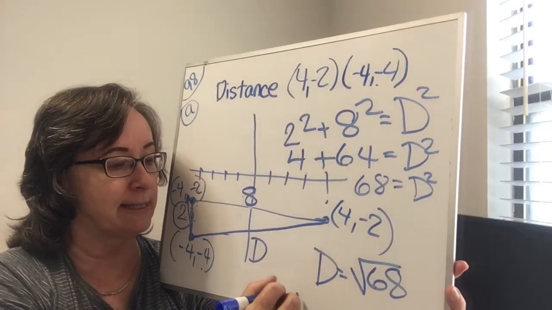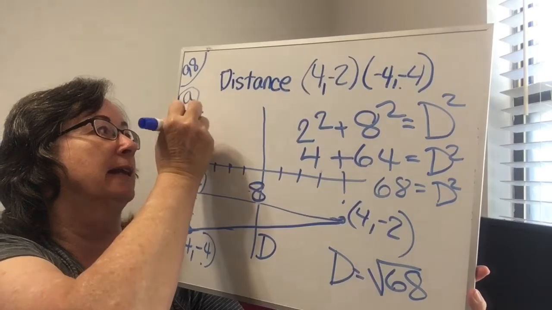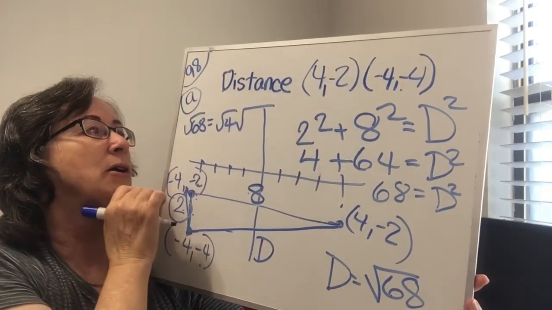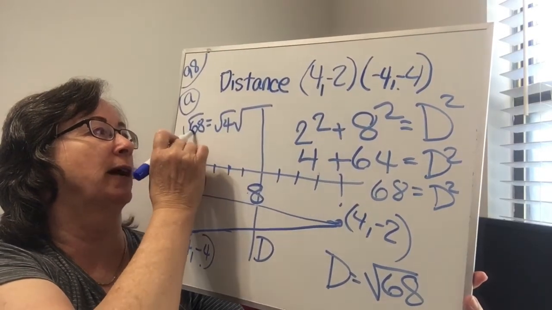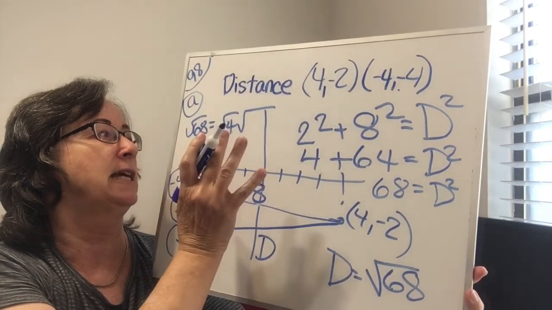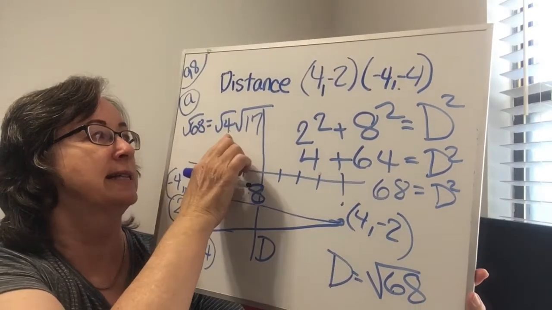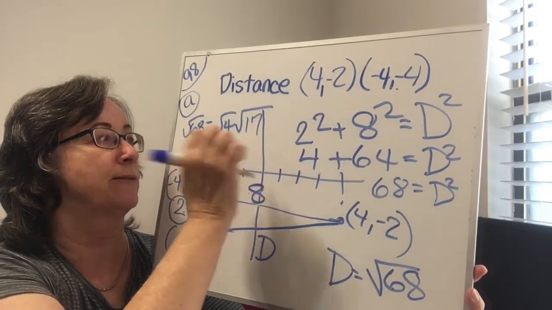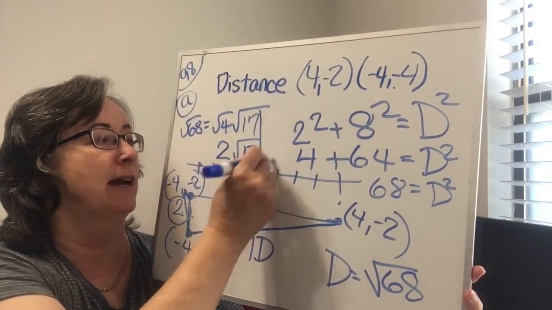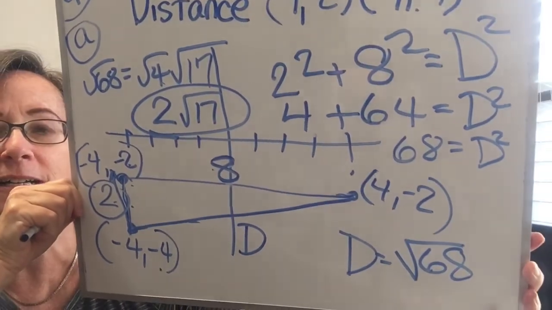So we're going to break this down into, let's do it up here. Square root of 68 is square root of 4 times square root of, so I'm going to divide 68 by 4 is 17. Okay, so since that's the square root of 4 times the square root of 17, that's going to be 2 square root of 17. Final answer is the distance. So here, let me show you the work.